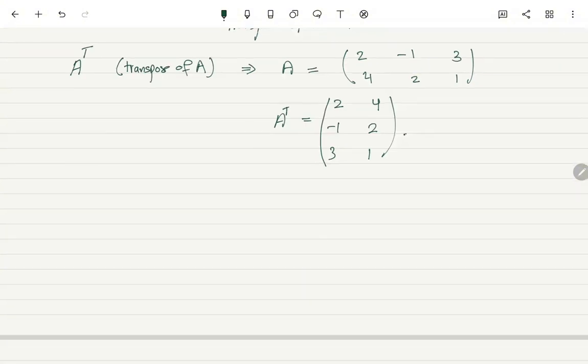A very important note we have to consider here is that (AB) transpose is equal to B transpose A transpose. Remember, the order here is very important. It's AB, then BA. (AB) transpose equals B transpose A transpose.